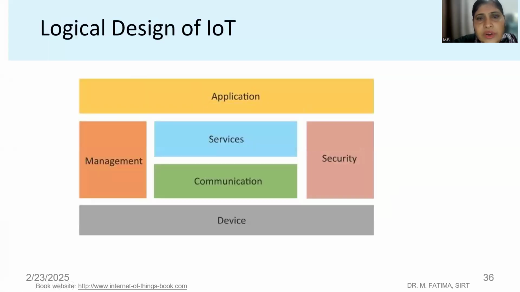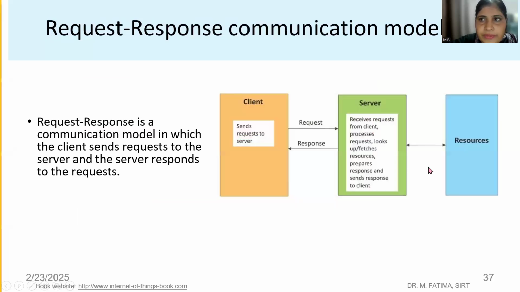Now, the logical design of IoT: if the user is doing something and wants data to be sent, then it is required to send it from the application layer to the device. For this, services and communication are required. The management of all the services and communication, CPU, and memory is required, and obviously security is also required.